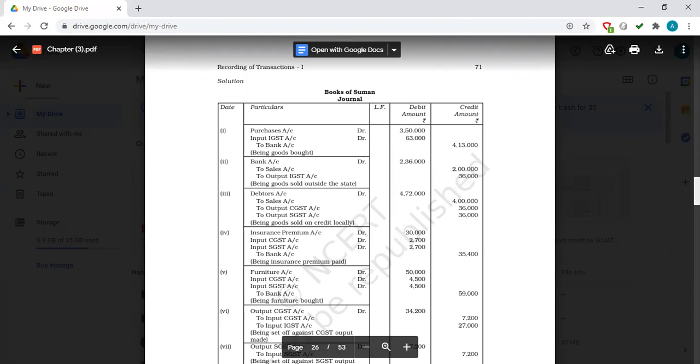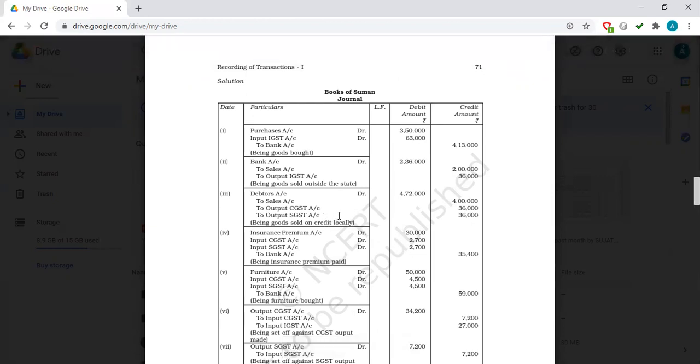Now do the total of output CGST. What is your output CGST?